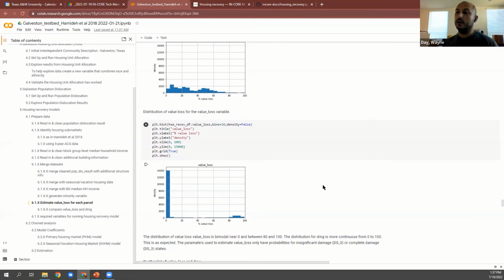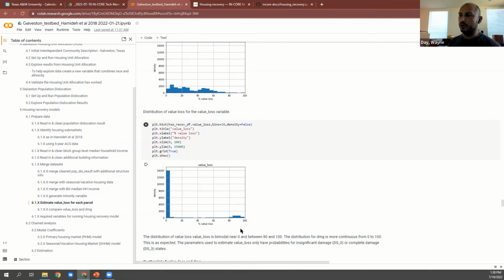Using the Tomacek et al. and Bai et al. method for producing a value loss, this is the estimated distribution of value loss. You can see how it's bimodal, and that's because the Tomacek predicts the collapse or non-collapse. So we don't get a continuous distribution of damage and value loss. It's just something that skews the results more.